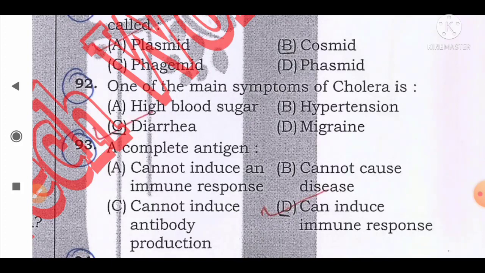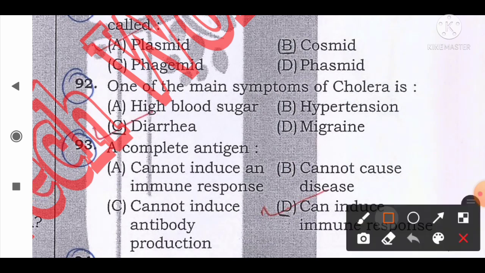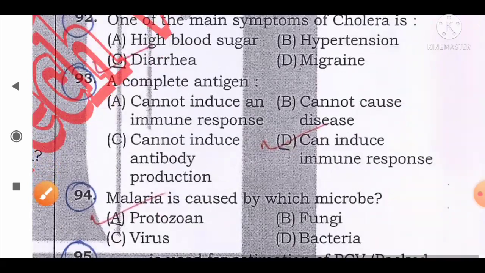Move to the next question number 92. One of the main symptoms of cholera is A. High blood sugar, B. Hypertension, C. Diarrhea, D. Migraine. And the correct answer for this question, it is C. Diarrhea is the main symptom, followed by dehydration, which are the main symptoms of cholera. So option C, diarrhea, is the correct answer for this question.